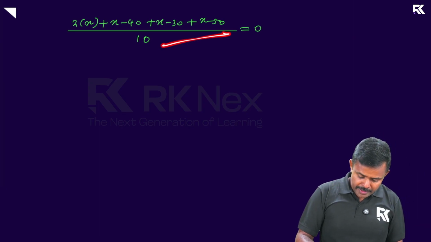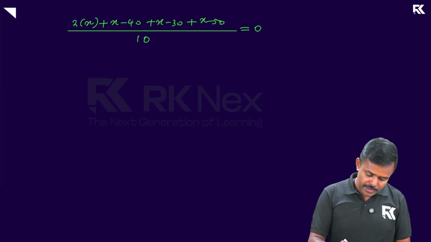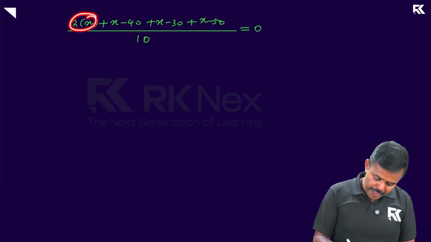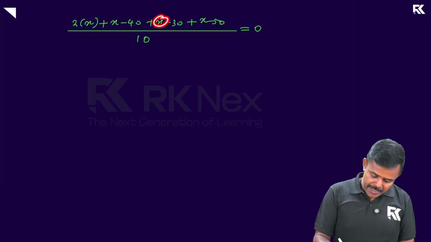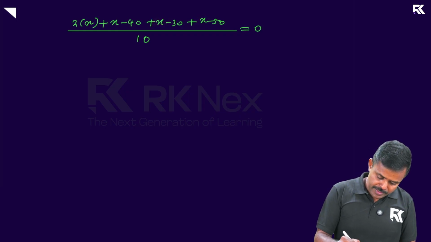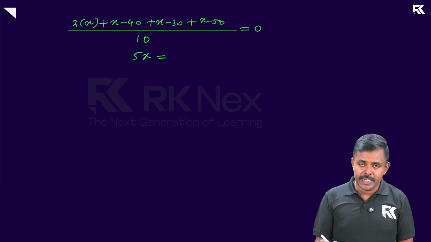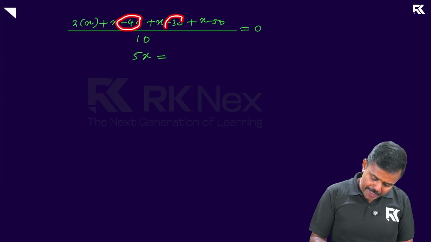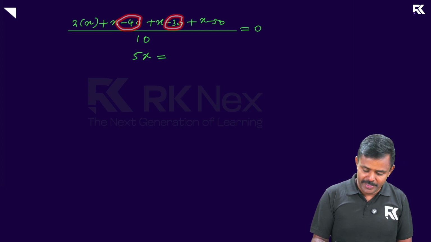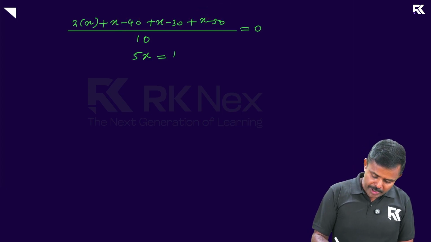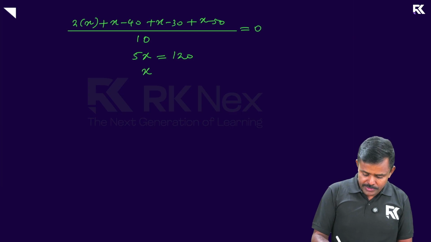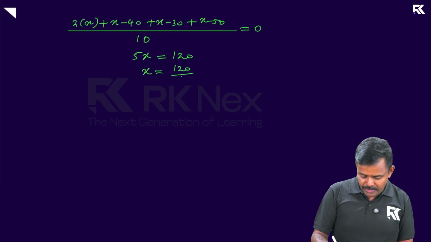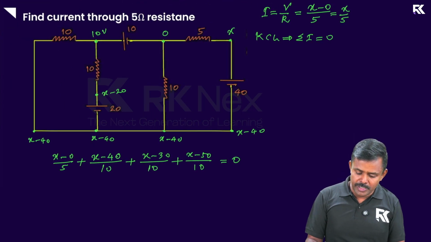Now let us cross multiply. 10 times 0 will be 0. On the left side I have 2x plus x is 3x, plus x is 4x, plus x is 5x. So I have 5x on the left side. Then minus 40 and minus 30 is minus 70, minus 50 is minus 120. That will go to the right side to become plus 120. So x is 120 by 5, or 24 volts. See how simple it is?